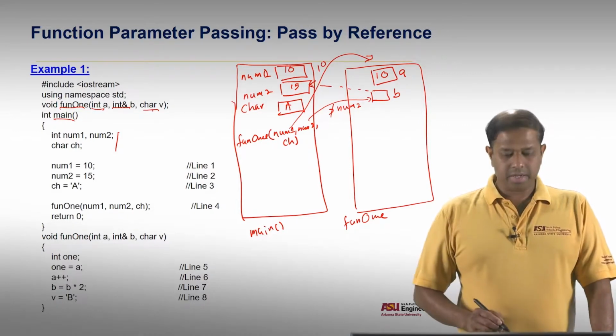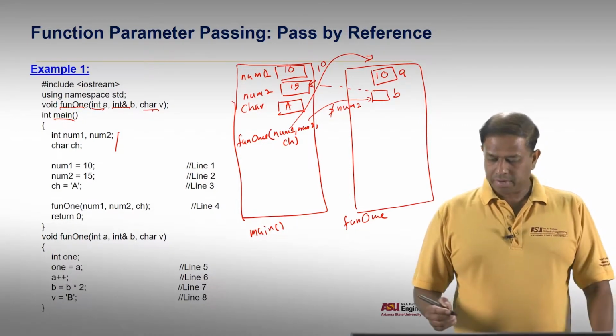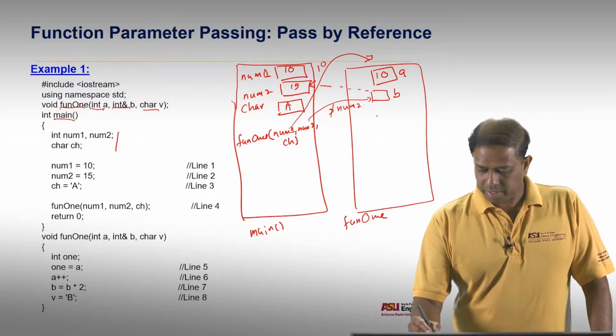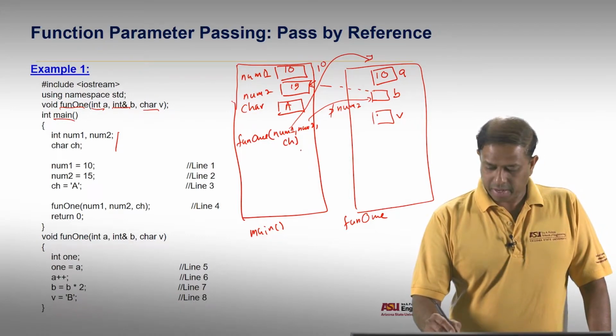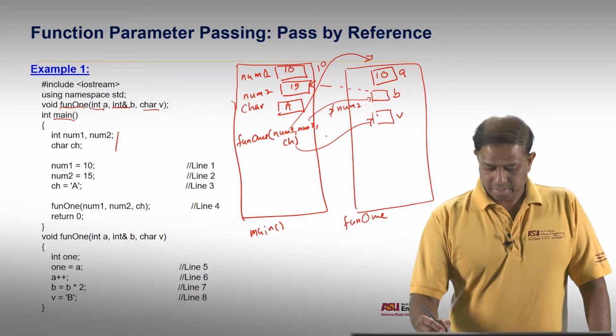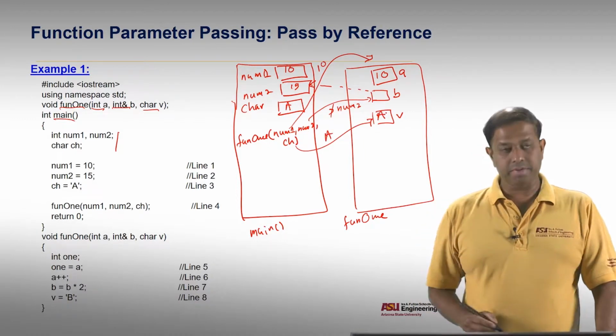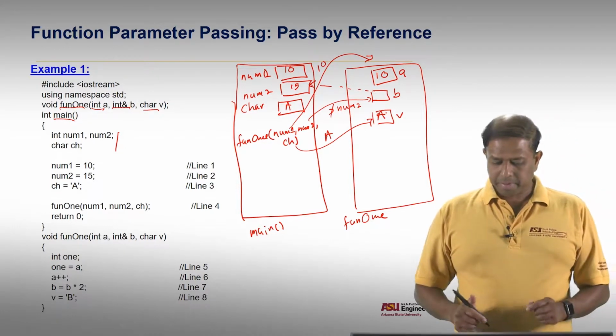Now the third parameter is ch. Ch is again passed by the value technique. So v in here, as a character variable inside the function, is getting the value stored in ch. That's going to be a. So a will be stored in here. So that's how the memory map looks after this method call.